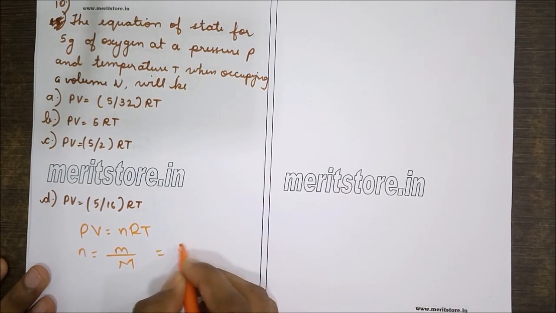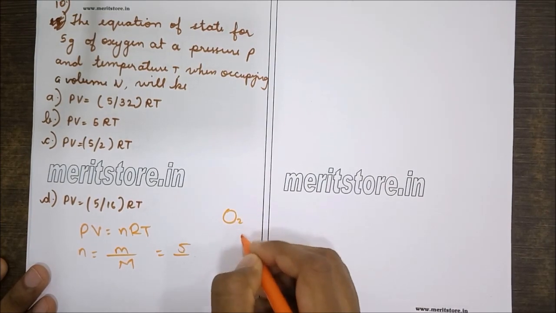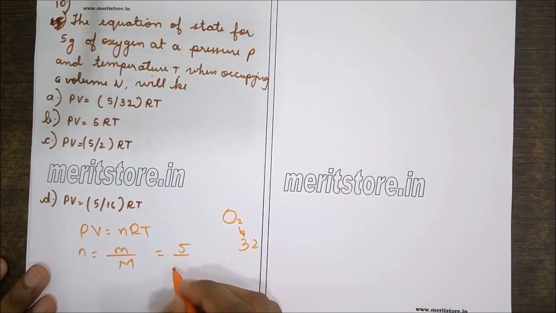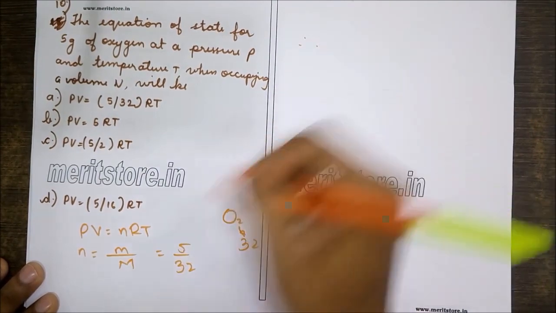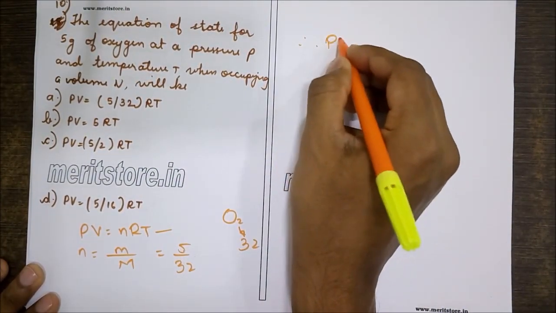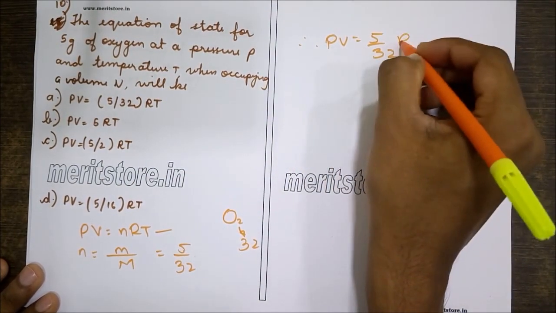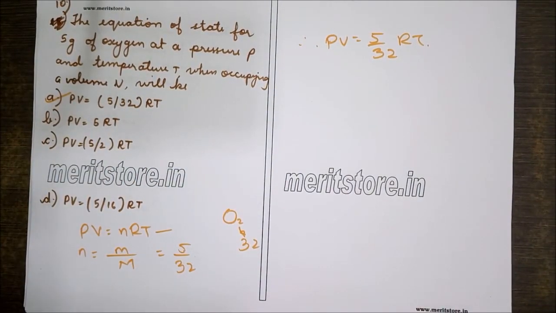So mass of the gas is given as 5 grams, and the molecular mass of oxygen, since oxygen is diatomic, it exists as O2. So therefore the molecular mass would be 32. So 5 upon 32 would be the value for n. Substituting the value of n in this, we get PV is equals to 5 by 32 times RT, and hence option A is the correct answer.